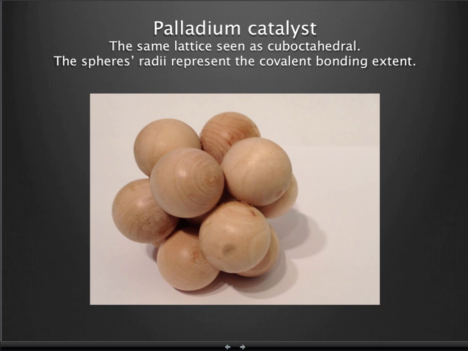This toy model represents the same face-centered structure, but here we've substituted equal-sized spheres centered on the same nodes as the nuclei of the last slide. They represent the extent of the covalent bond of the lattice atoms. Palladium has a covalent radius of 139 picometers, and nickel's is 124 picometers.